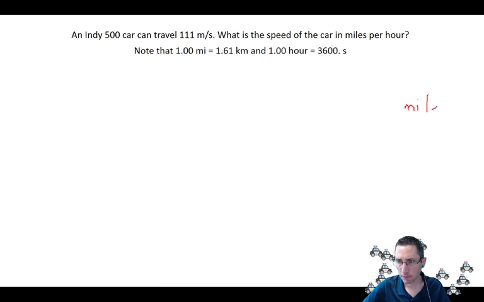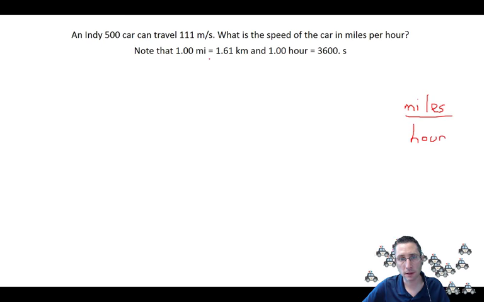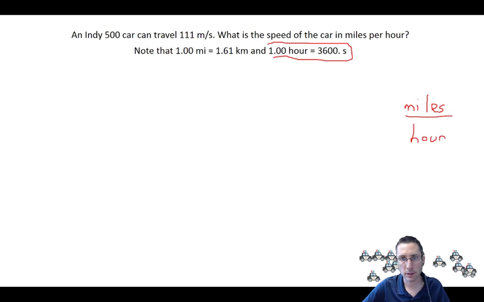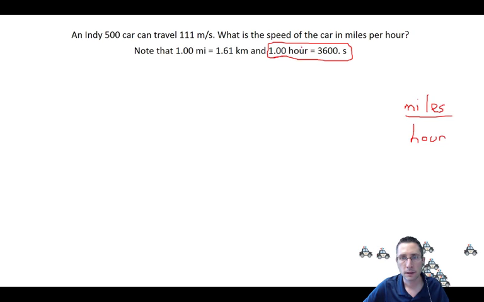Miles per hour. And like you'll expect on the test, I'll include these metric to English unit conversions, like kilometers to miles. This one I expect you to know, but I probably will give it to you anyways. 1 hour is 3,600 seconds, right? That's just because it's 60 seconds in a minute, 60 minutes in an hour, so 3,600 seconds to an hour. So I'm sort of saving you one step in conversion by just providing you this here.